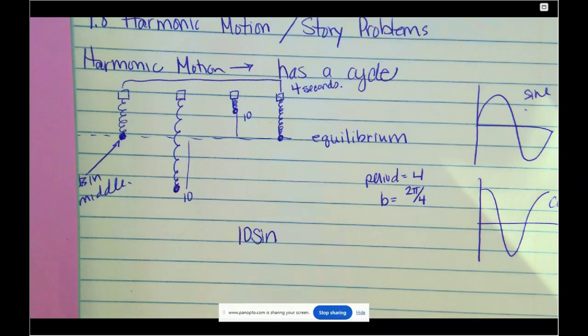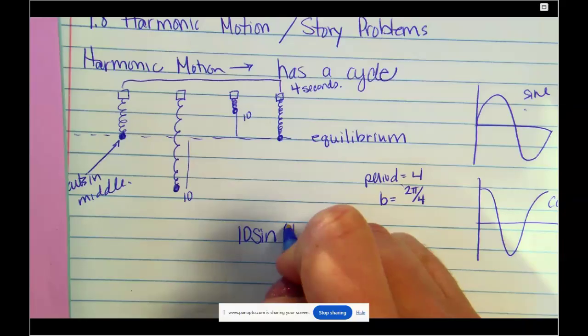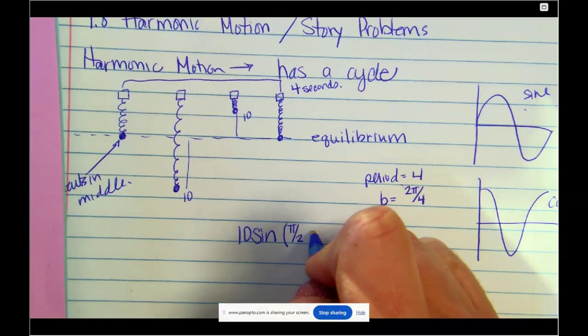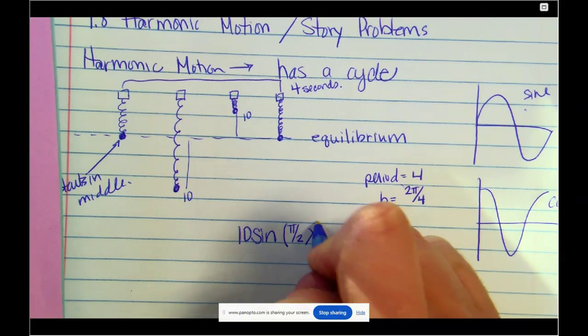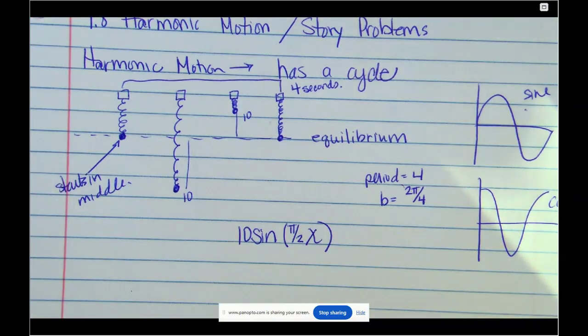Pi over 2. Pi over 2, just reduce those, right? So it's going to be pi over 2 and then x or theta, whichever way you want to go. I'm going to go x. Okay, we're almost done.